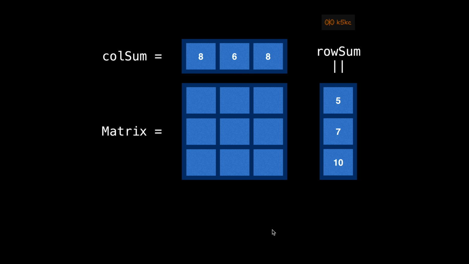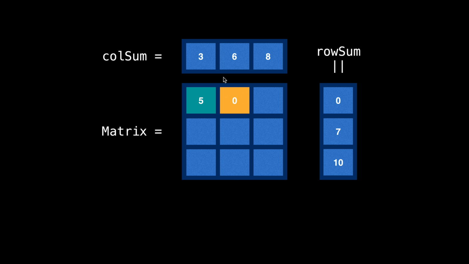So we start iterating row wise and then column wise. We are at i equal to 0 and j equal to 0. So what is the minimum between column sum 0 and row sum 0? It is 5. So we will take 5 as a value here and reduce row sum and column sum. So row sum now becomes 0 and column sum is also reduced by 5. So now it becomes 3.